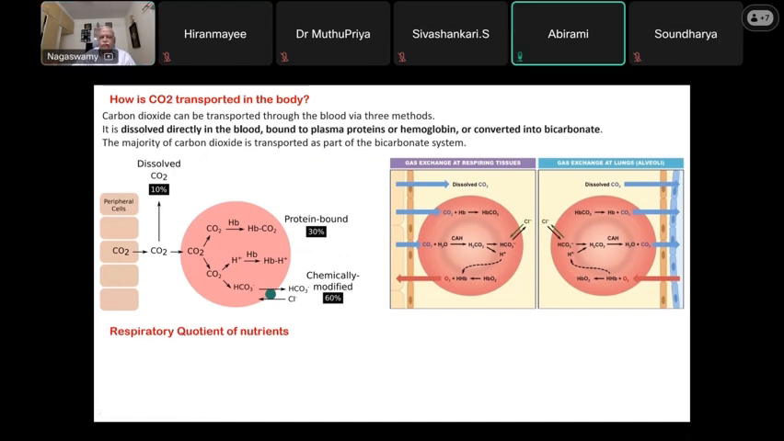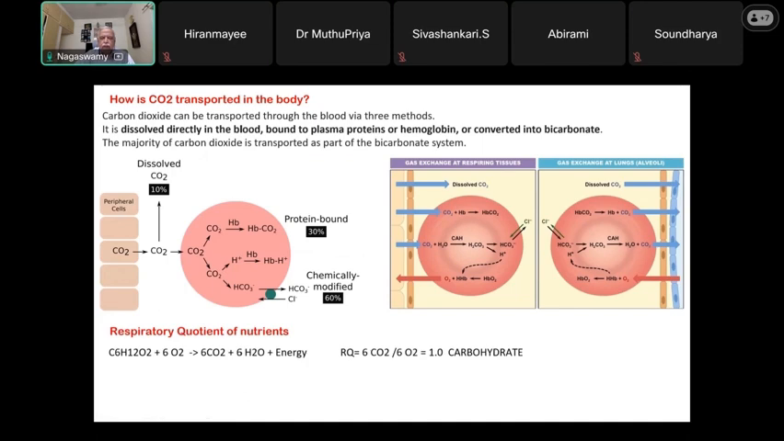CO2 production by O2 consumption. Normally, what is the value? 0.7, 0.8. Right. Because 200 ml of carbon dioxide will be produced and 250 ml of oxygen is utilized. That is how you get the value 0.8, 200 by 250. So for carbohydrate, the respiratory quotient is almost 1.